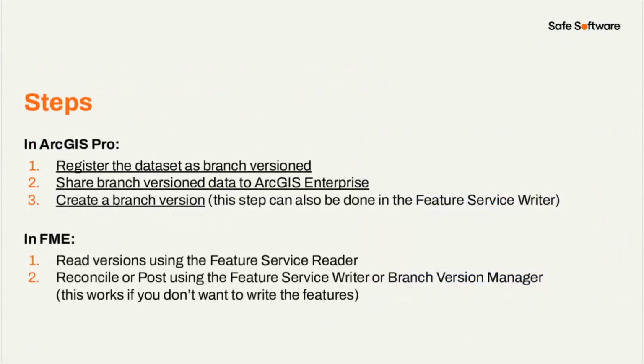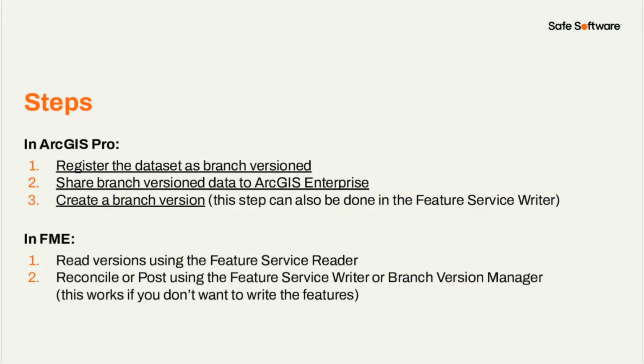In steps in ArcGIS Pro, this is what you'll need to do if you're going to start branch versioning a geodatabase. First, you register the database as versioned. After that, you're going to share a copy of that branch version data with ArcGIS Enterprise. And then finally, in ArcGIS Pro or FME, you can choose to create a branch version. In ArcGIS Pro, this is done using the tools. In FME, this is done directly using our feature service writer. You can choose to add a branch version there.